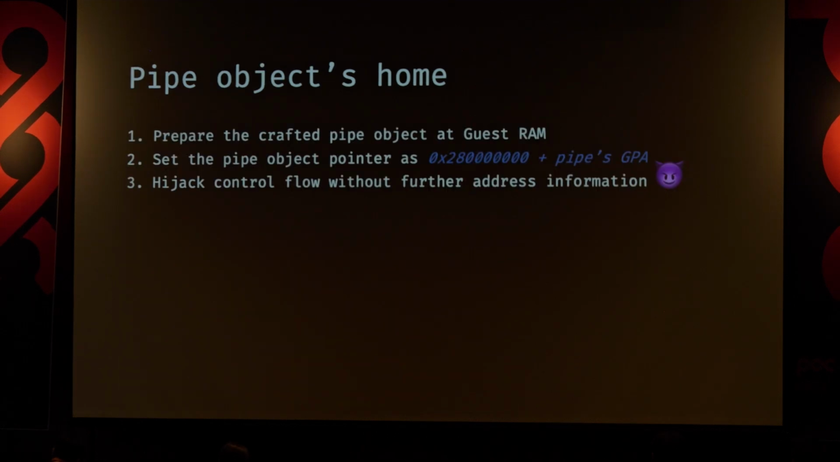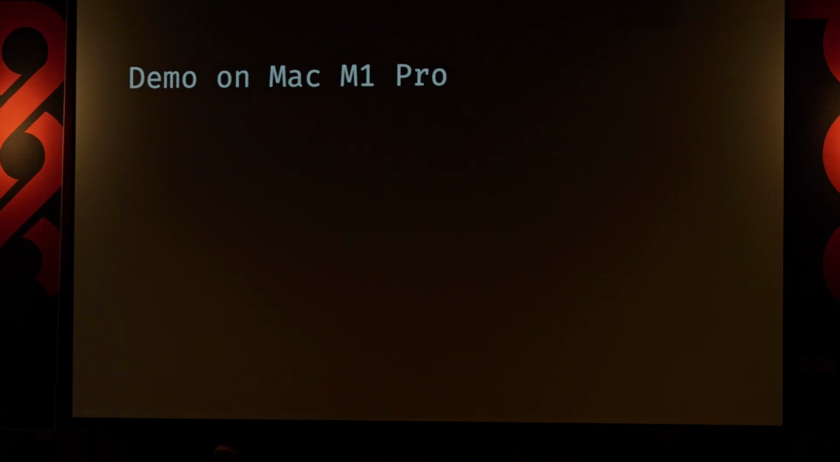This changed everything. We could now place crafted pipe objects directly in guest RAM and hijack the URB's pipe pointer to hex 208 million plus the guest physical address of the pipe object in guest RAM. This also means no additional address leakage was needed for the control flow hijacking process. Having this, we achieved a VM escape exploit on MacBook M1 Pro. And now I will demonstrate how the exploit works on MacBook M1 Pro.